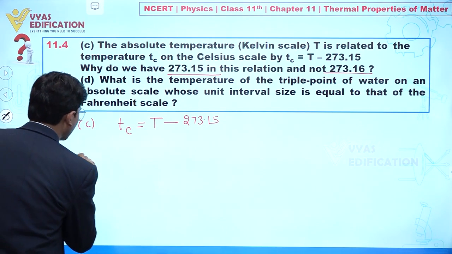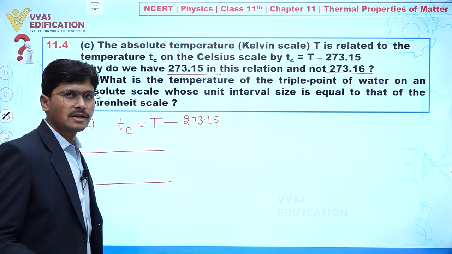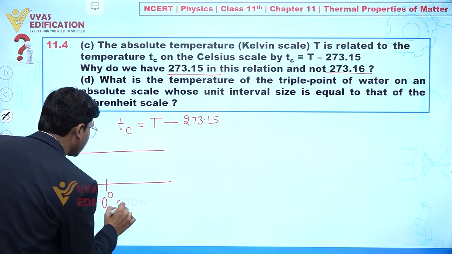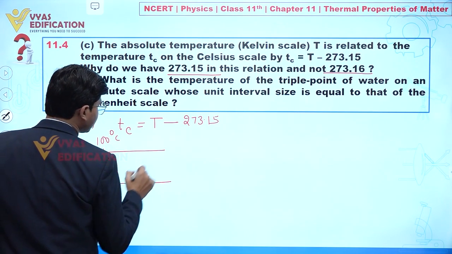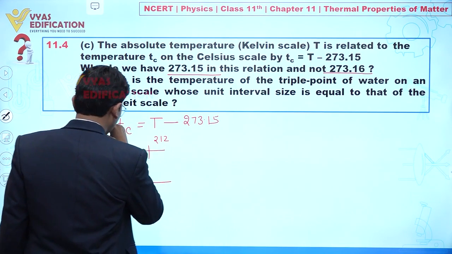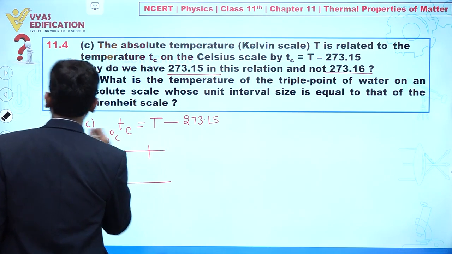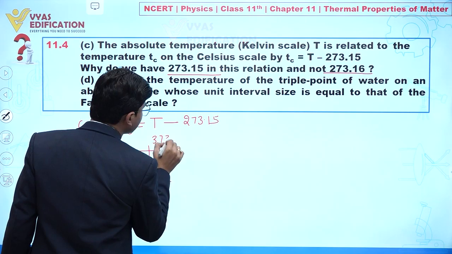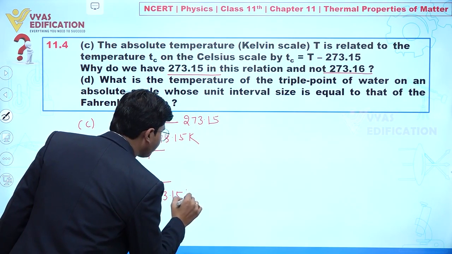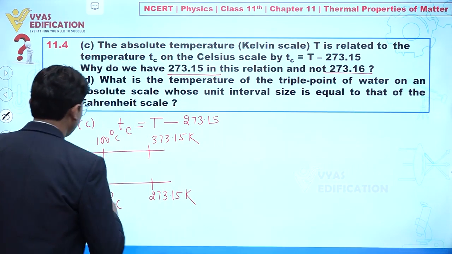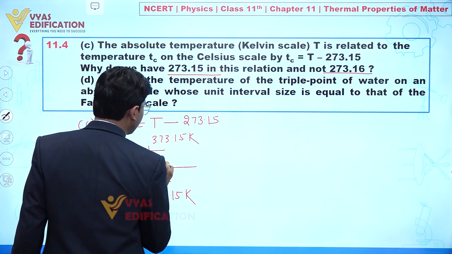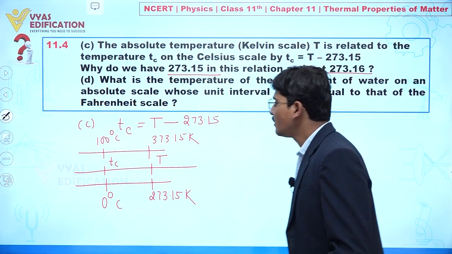Now let us try to understand. If I am talking about Celsius, we are talking about temperature scales. This is 0 degrees Celsius, this is 100 degrees Celsius. On the Kelvin scale, this is 273.15 Kelvin, and here this is 373.15 Kelvin. Now listen carefully. Let's suppose here we have temperature Tc, and here we have temperature capital T. So how can we define the temperature scale?